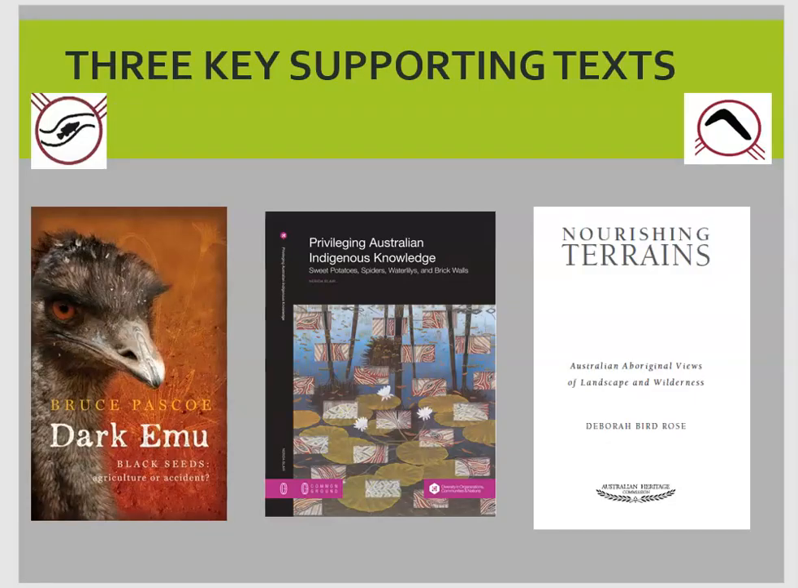There are some really supporting texts that you might want to engage with if and when you're ready. The text Nourishing Terrains, the link is there to Deborah Bird Rose's work, and there are some fabulous connections to land and land-based education and to wilderness, and to various aunts and uncles, elders past and present, who talk about their experiences on land. Of course, there's also Bruce Pascoe's Dark Emu, Black Seeds, Agriculture or Accident.